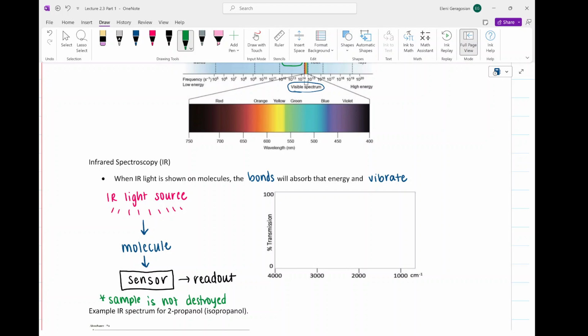This is what an IR spectrum looks like without any information. So right here, this is our IR spectrum. The y-axis is percent transmission. That's the transmission of the IR light that reaches the sensor. If there were no molecule present, then you'd have a constant 100% transmittance. So if no molecule, all light reaches the sensor.